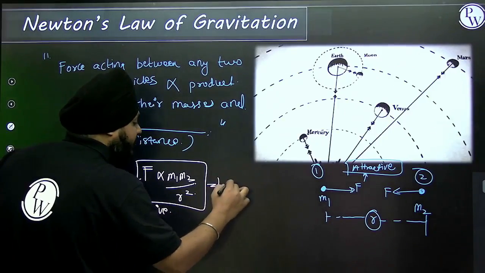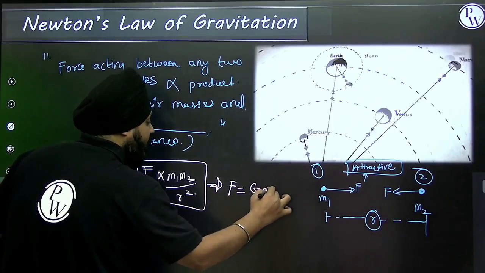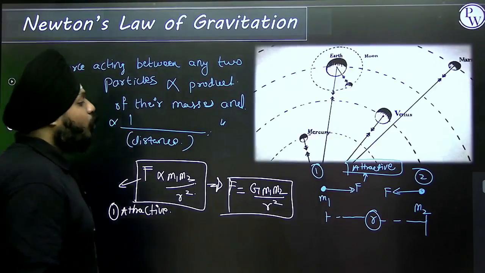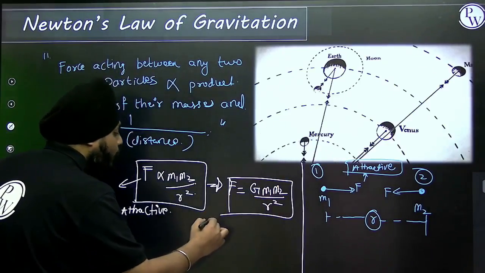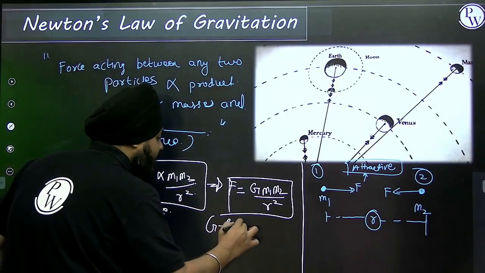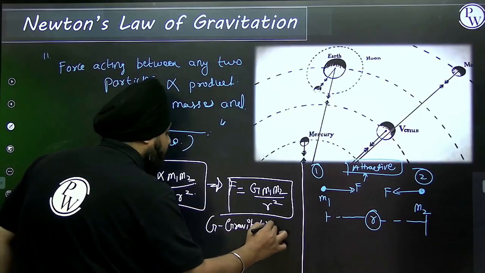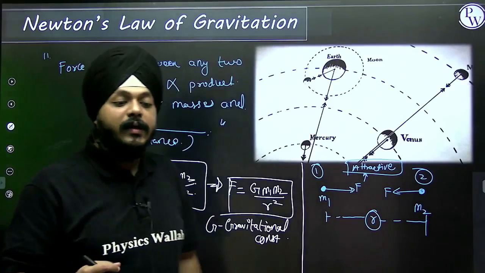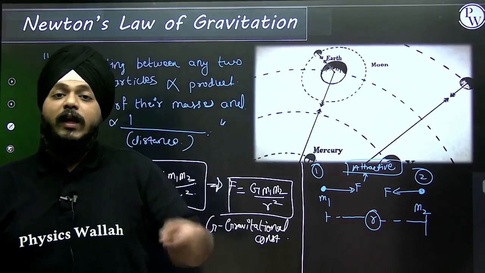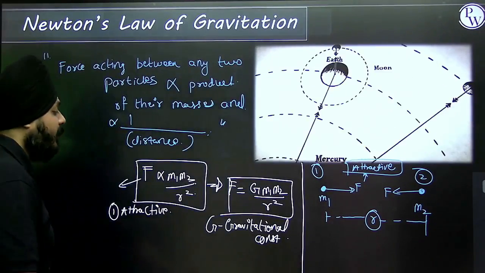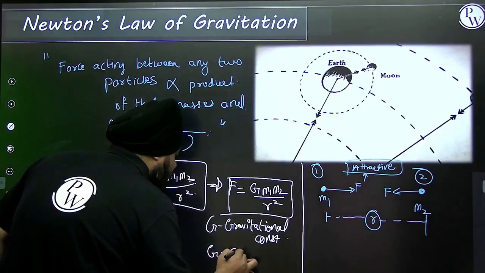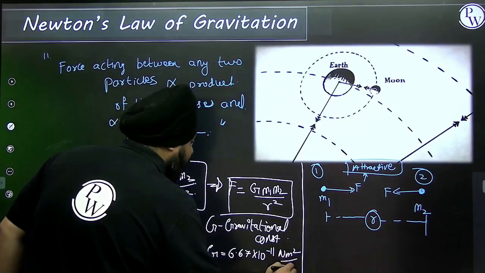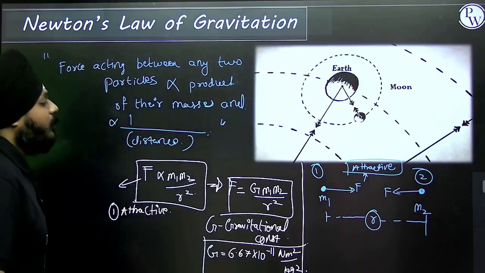If we remove the proportionality sign, we get the equation G m1 m2 whole divided by r square, where G is the proportionality constant, also known as the gravitational constant, whose value is 6.67 into 10 to the power minus 11 Newton meter square divided by kg square. What is the value of G? It is 6.67 into 10 to the power minus 11 Newton meter square per kg square. This is the value of the gravitational constant.